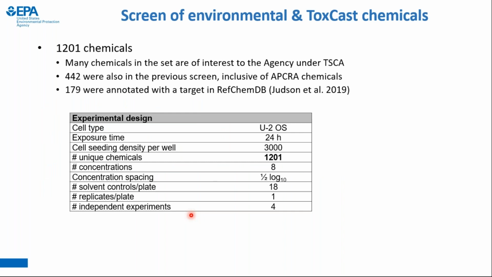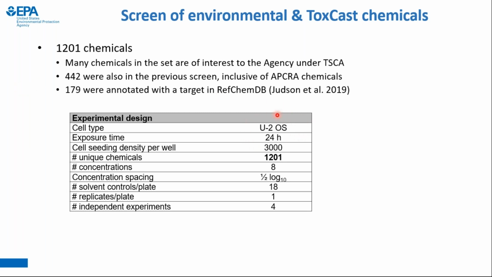So for this project, we did a second screen. This time we screened 1,200 chemicals. Many of these chemicals are of interest to the agency under the TSCA requirement. Also, most of the chemicals in the first screen were screened again here. But more interestingly, 180 chemicals were annotated with a particular target in our database called RefChemDB.